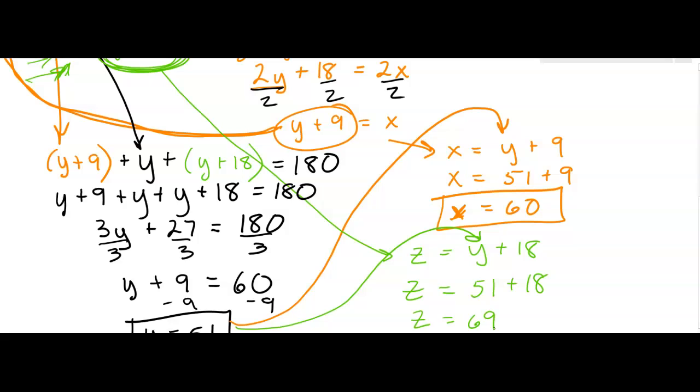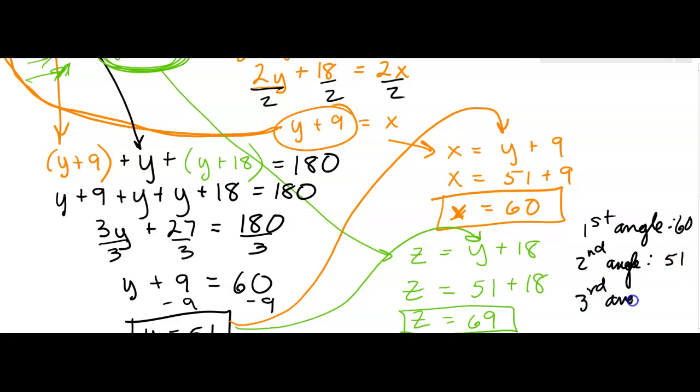Okay? So those are the three answers. You know, in WebAssign, I don't know how they're going to put it. They might say something like the first angle, and then you're going to write, that was 60. That was the first angle. Second angle, okay, that was 51. And then the third angle, that was 69. Now you can do a quick check, add them up, see if it adds up to 180.